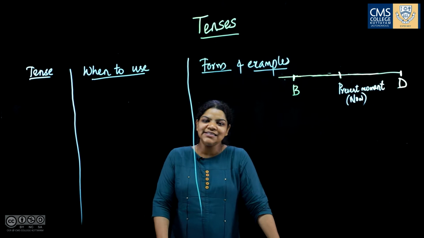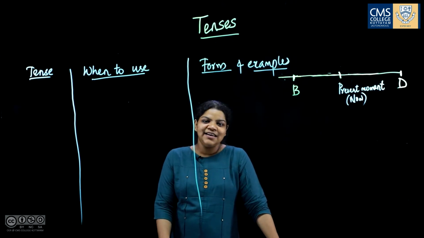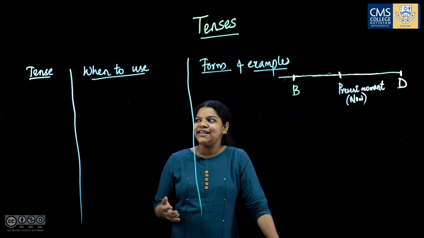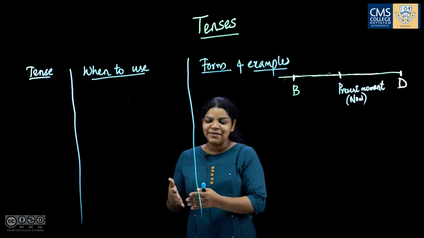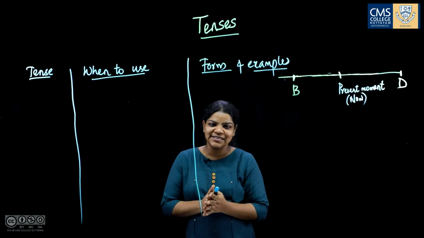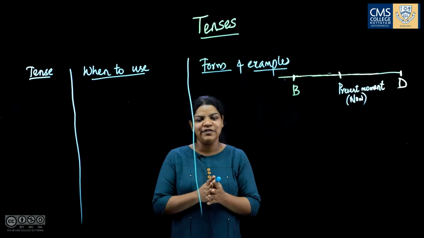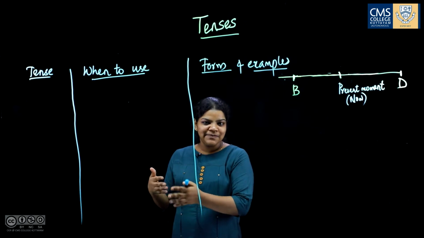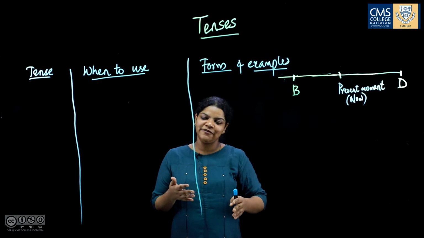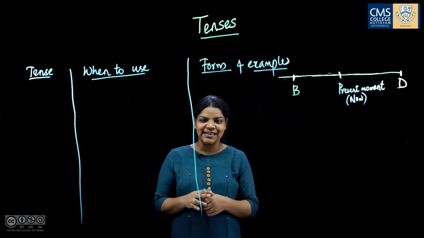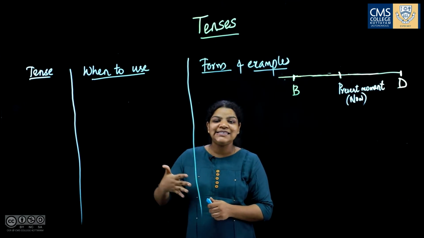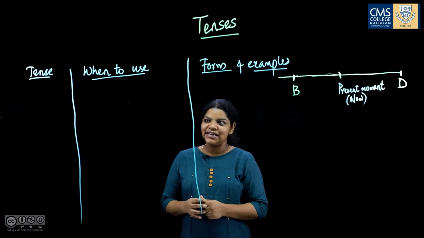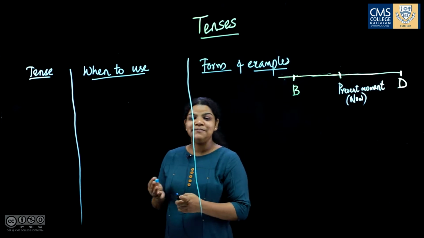In the previous class, we looked at the different types of present tense, and in this class, we'll be looking at the different types of past tense. As we said before, there are again four types of past tense: the simple tense, continuous tense, perfect tense, and perfect continuous tense. I hope you remember the forms when we did these tenses in the previous class. Let's start with the first one, simple past tense.